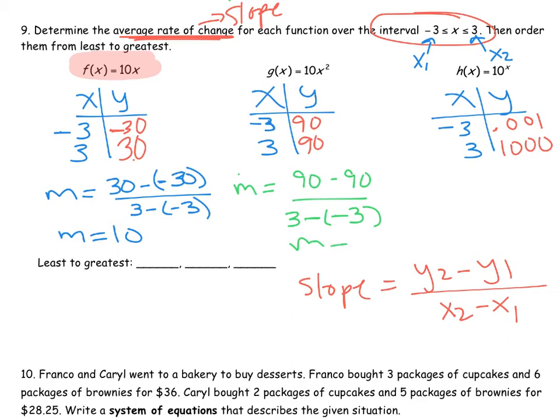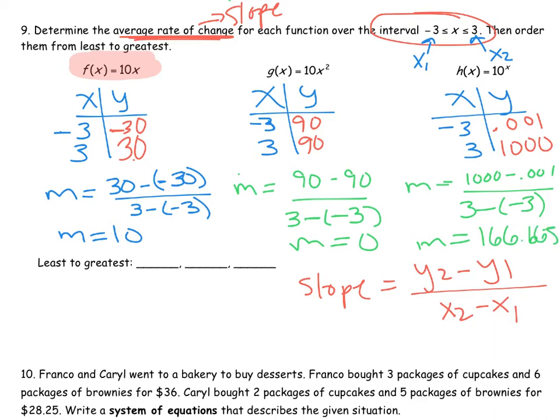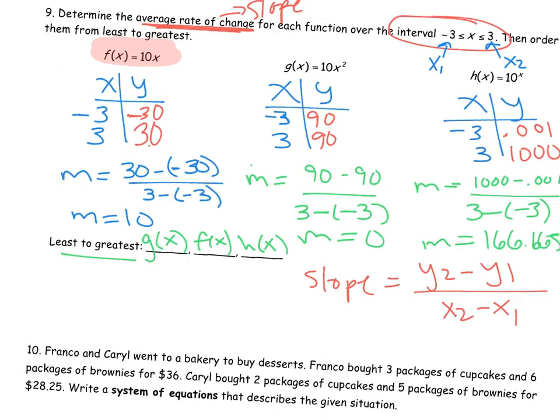And you'll get m equals 0. And now over here, I'll have 1,000 minus 0.001 all over 3 minus -3. And I'll get a slope here to be 166.665. This asks for you to write them from least to greatest. So you would have g of x, f of x, and h of x. Again, this will be on your quiz, so please be sure to review this concept. All right, moving on.